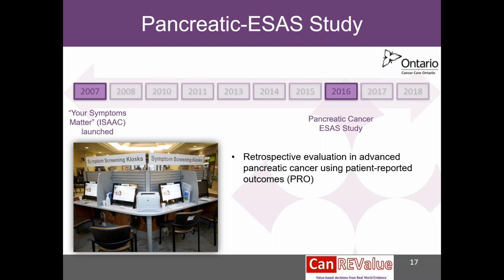This is what we call the Pancreatic-ESAS Study. ESAS stands for the Edmonton Symptom Assessment Score, and it is a score that includes many different patient symptoms while they have cancer and/or receive treatment. Some of those will be physical symptoms, some psychological symptoms. In Ontario, in regional cancer centers, there's a platform called ISAAC that has been established since 2007, and now the name has changed. It's called Your Symptoms Matter.